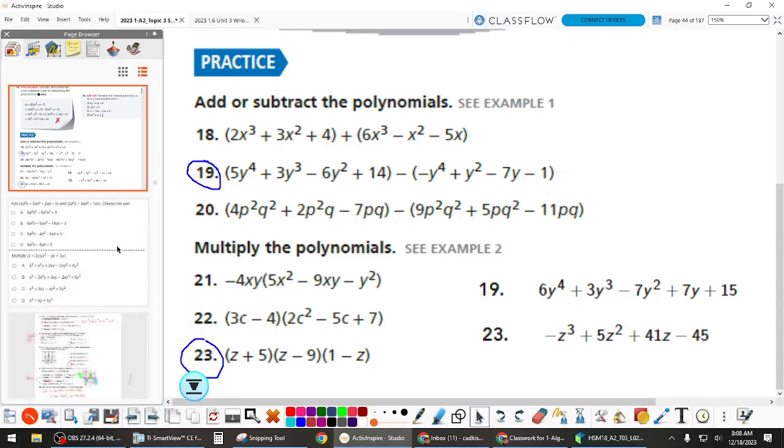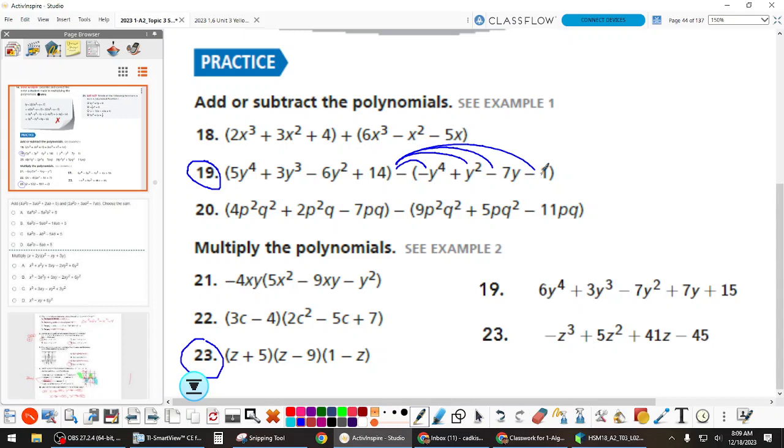Alright, so on number 19, the first one, it's just combining like terms, but remember to distribute this negative. You don't necessarily have to show it that way, but if you think through it that way, it will help you not forget to subtract everything. So make sure that you don't miss that.